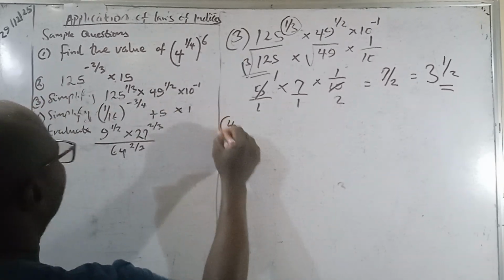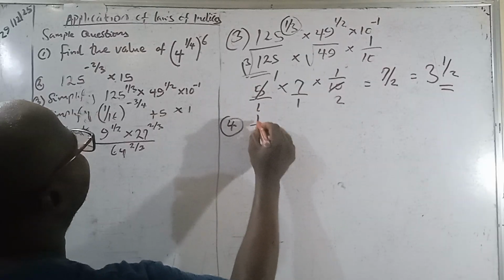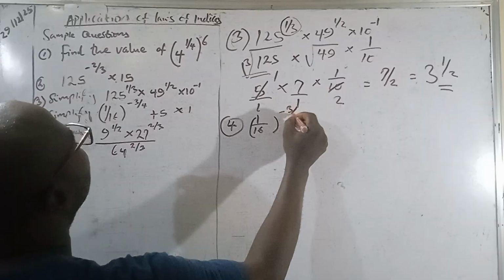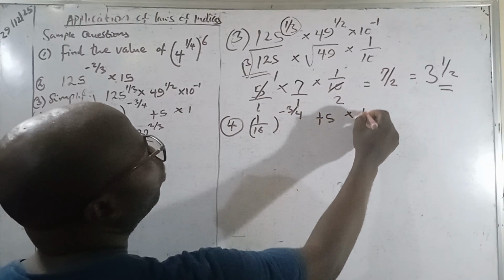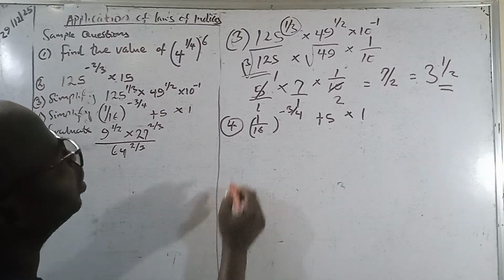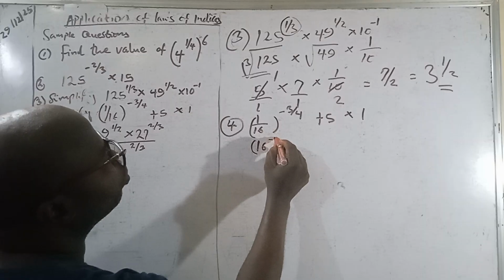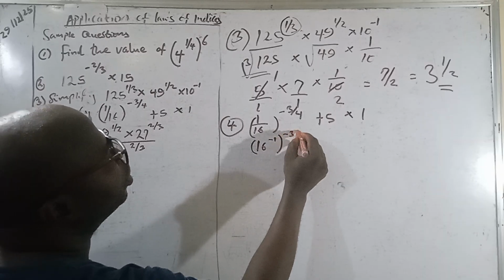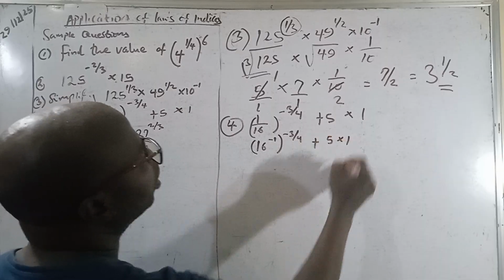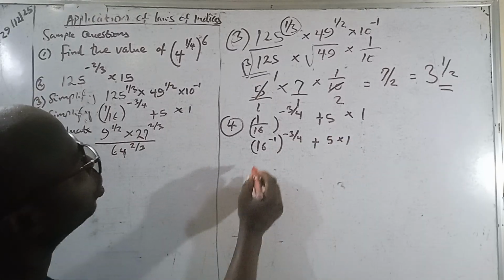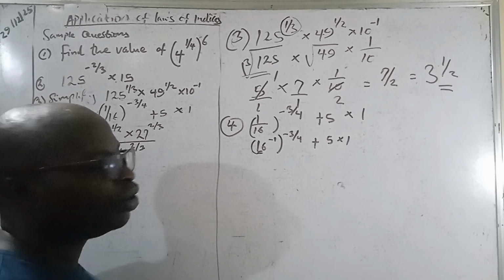Then the next question, number 4, we are to simplify 1 over 16 raised to power minus 3 over 4, plus 5, then multiply by 1. All right, if you look at this in the brackets here, we can rewrite this expression as 16 raised to power minus 1, right? Minus 3 over 4 plus 5. That's 1. All right. So 16 itself, it's a product of 2.